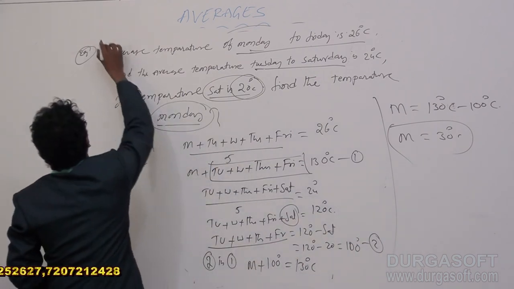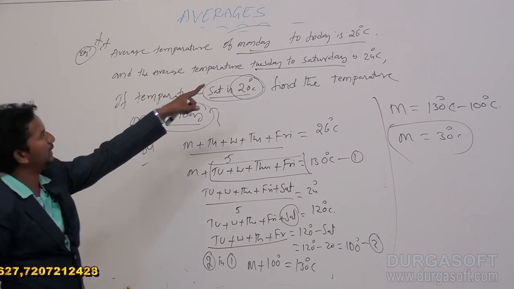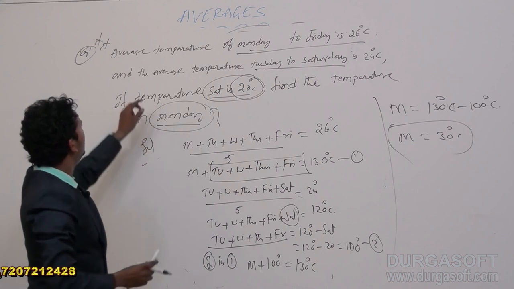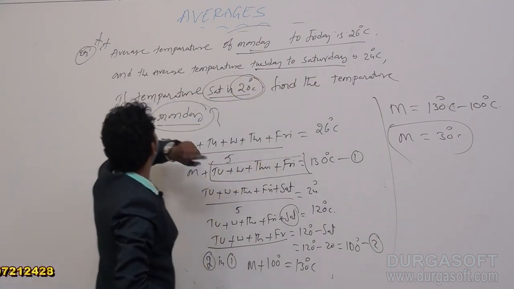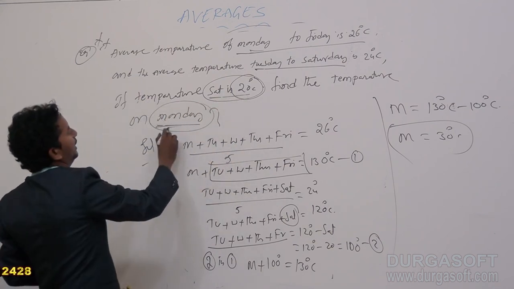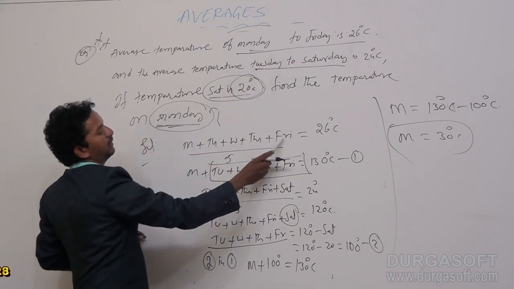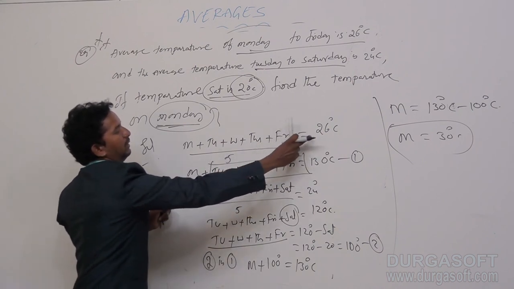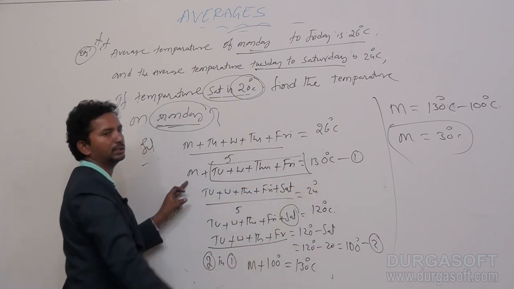Now, a very very important problem this one. The average temperature from Monday to Friday is 26 degrees, and the average temperature from Tuesday to Saturday is 24 degrees. The temperature on Saturday is 20 degrees. Find the temperature on Monday. So I am calculating Monday to Friday: Monday, Tuesday, Wednesday, Thursday, Friday, there are 5 days, and the average is 26. Multiplying by 5, Monday to Friday is 130 degrees.